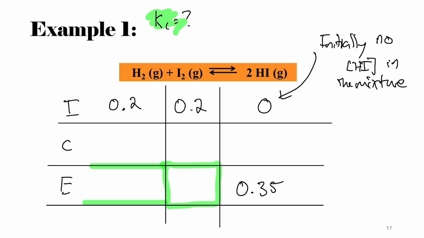The change for HI would be plus 0.35. We know that if this is 0.35 and we started with 0, the only change can be a positive change of 0.35, right? We know that because we know how much we started with and how much we ended with. That tells us what the change should be for that.